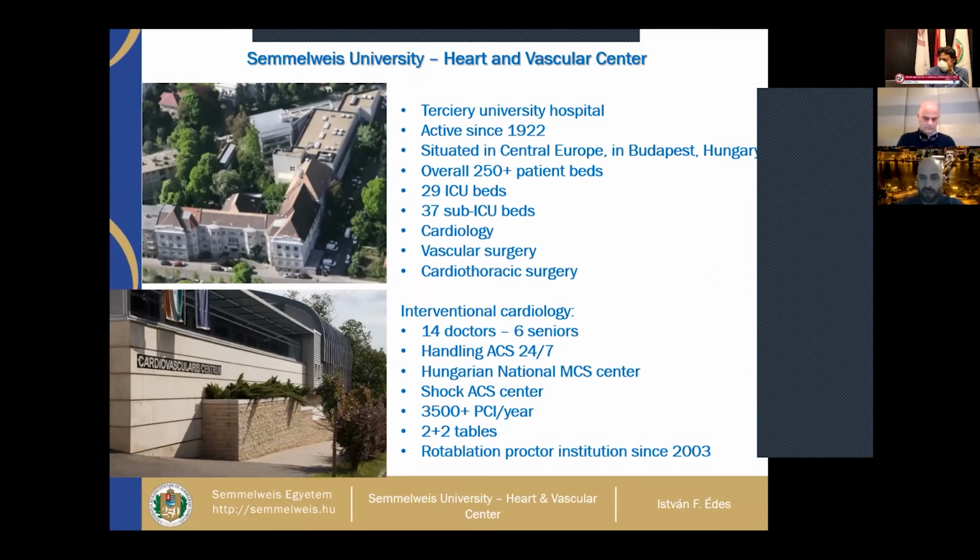We have an ACS hotline 24/7. We're handling the cases all day, every day, 24/7. Altogether, we have 14 doctors at the moment, 6 of them seniors.